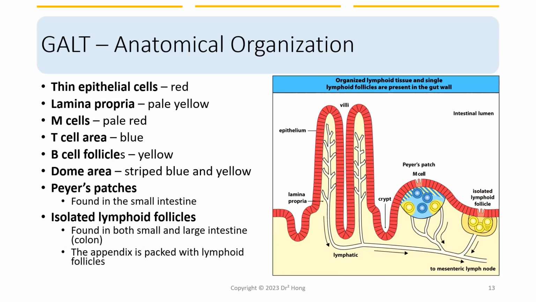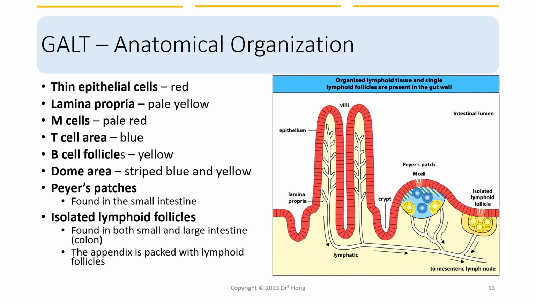Here we have the anatomical organization of the GALT. Now notice Peyer's patches are only found in the small intestine, and M cells are embedded within the epithelium and create an opening for pathogen uptake. Another notable structure is the isolated lymphoid follicles. They are found in both small and large intestine and are particularly concentrated at the appendix.